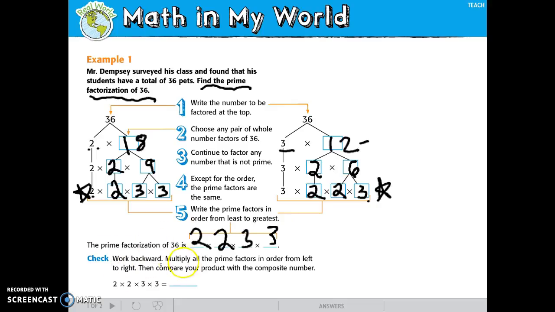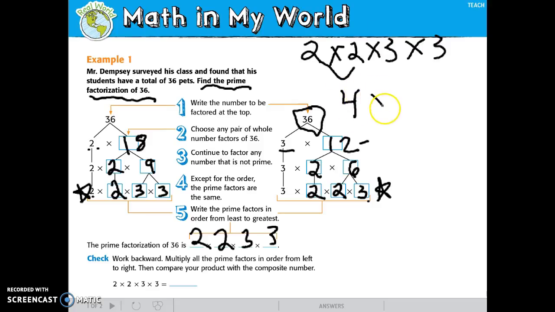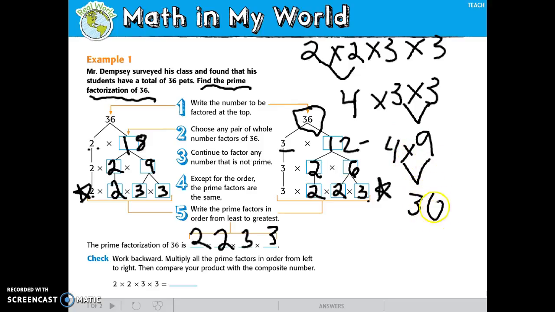And one way that we can check this is to work backwards. If we've done it right, when we multiply 2 times 2 times 3 times 3 in order from left to right, your answer should be the number that you started with. So let's try that up over here. We have 2 times 2 times 3 times 3. Well, I know that 2 times 2 is 4, so now I have 4 times 3 times 3. And now I can multiply my 3 times 3, which is 9. So now I have 4 times 9, and 4 times 9 is 36, which is the number that we started with. So we know that our prime factorization of 36 is correct.